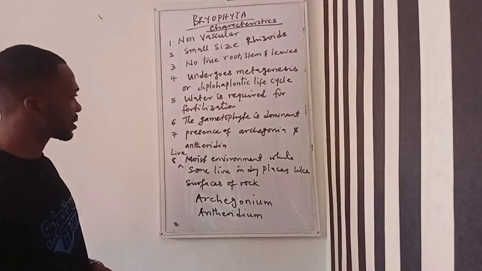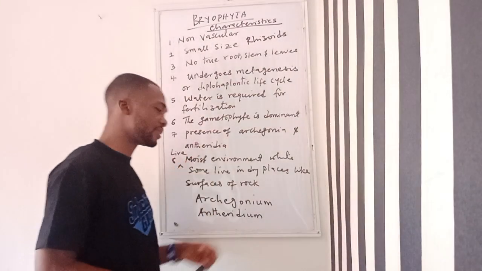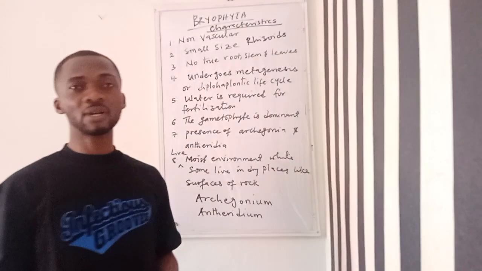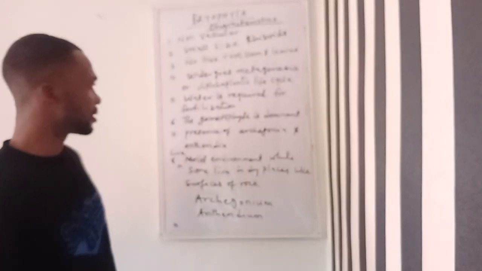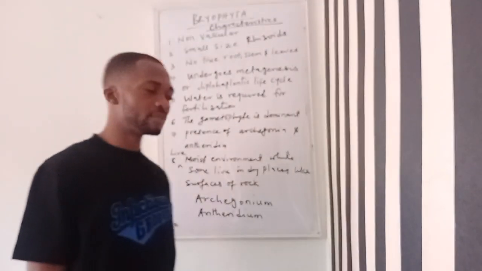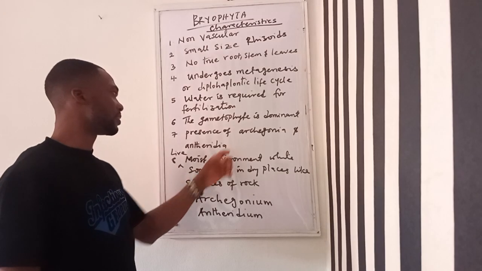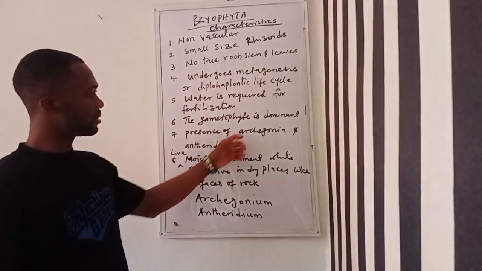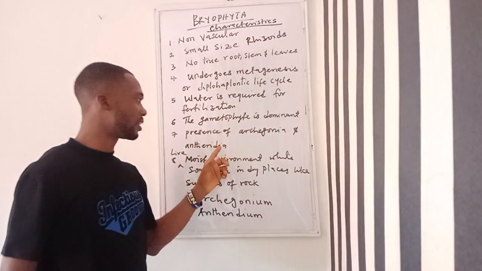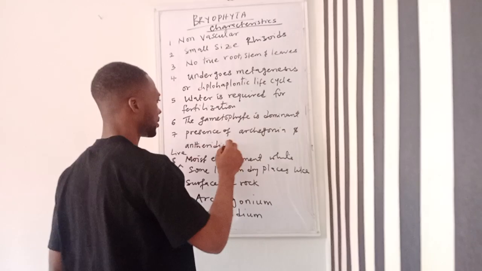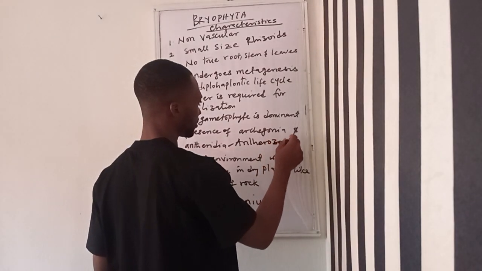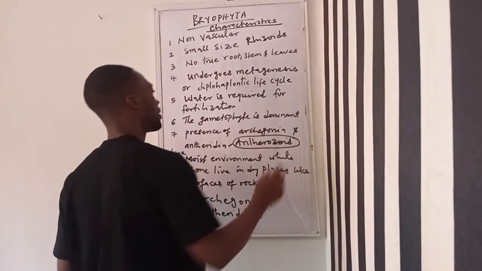So the seventh characteristic is presence of archegonia and antheridia. I think I've also mentioned this. In Bryophyta, they have sex organs, and these sex organs are called archegonia plural, archegonium singular, then antheridium singular, antheridia plural. This is the male sex organ. This is the female sex organ. This produces the egg. This produces the anterozoid, which is also called a sperm.